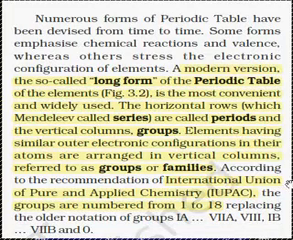Now you have already underlined the full form of IUPAC. The groups are numbered from 1 to 18, replacing the older notation of groups 1A and so on in Mendeleev's periodic table.